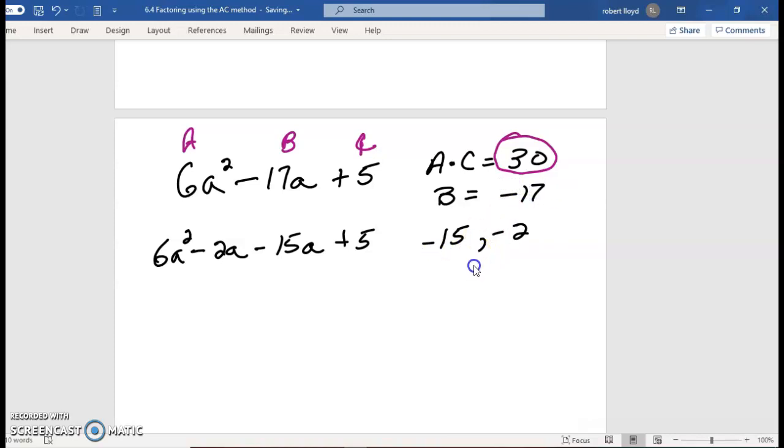So we can have negative 10 and negative 3, but they add up to negative 13, so that doesn't work. So there are lots of factors of numbers, but they have to combine to be our B value. So that is negative 15 and negative 2. Okay, and those are our x's.